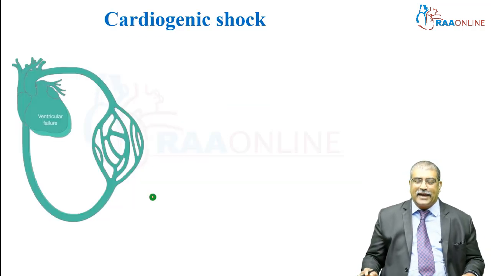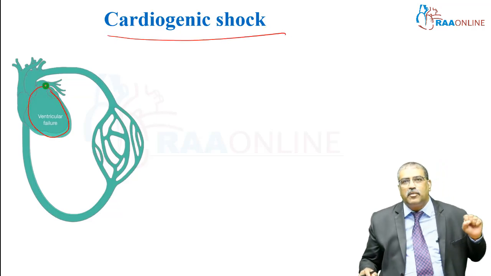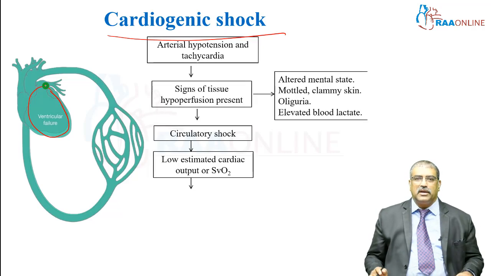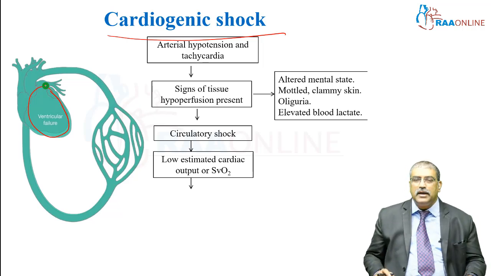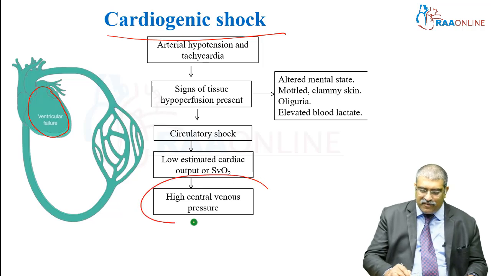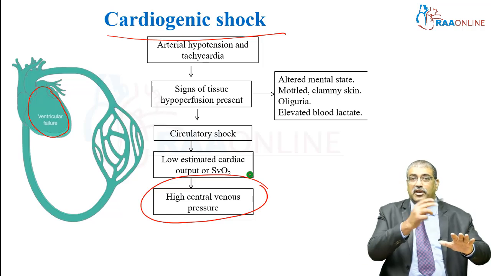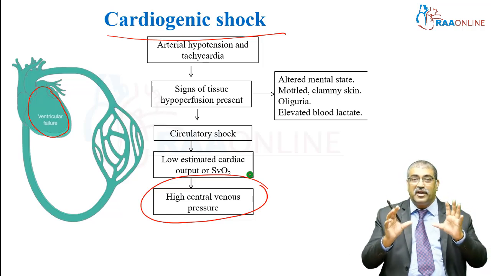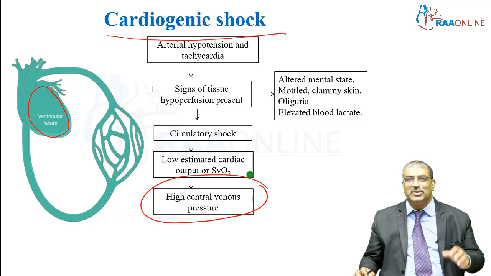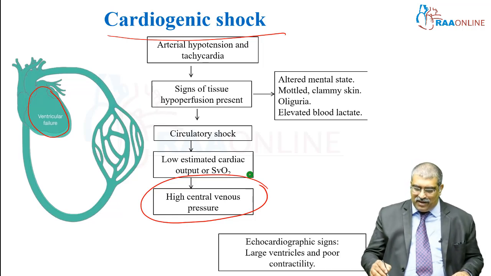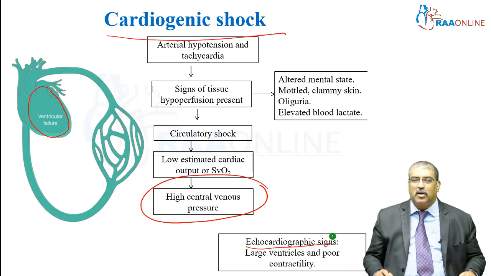Now coming to the second type of shock, cardiogenic shock, where the heart as a pump has failed and it does not pump adequate blood into the circulation. Here almost all signs are very similar to hypovolemic shock, except that your central venous pressure is going to be high. In hypovolemic shock, the amount of blood returning to the heart is less, but here the heart has failed as a pump and there will be volume loaded inside the ventricle and your CVP is going to be very high.